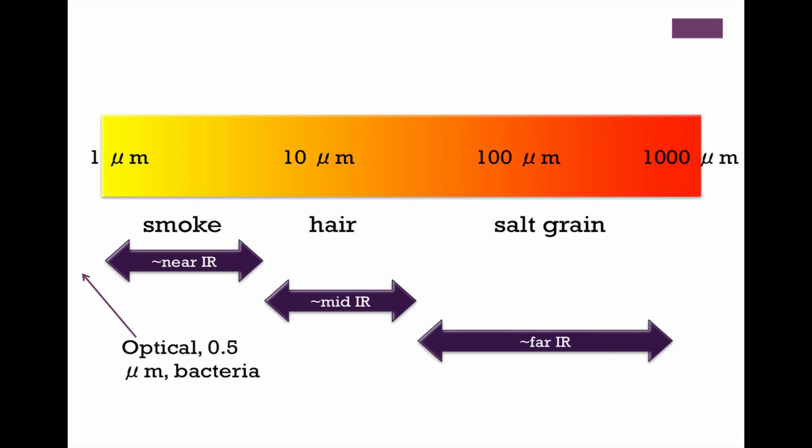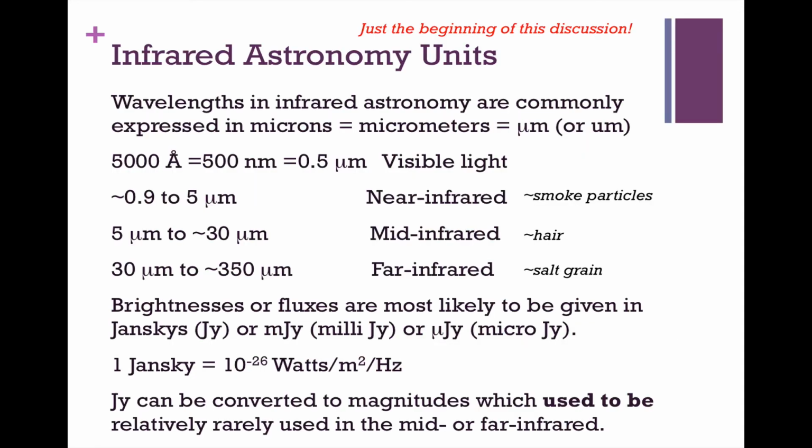But just for scale, optical wavelengths are like half a micron, so that's about the size of a bacterium. Near infrared is about the size of a smoke particle or a pollution particle. Mid-infrared is comparable to the width of a human hair. Far infrared wavelengths are comparable in size to a salt grain. So think about that. That's light with wavelengths the size of a salt grain. That's much different light than you're used to thinking about every day.